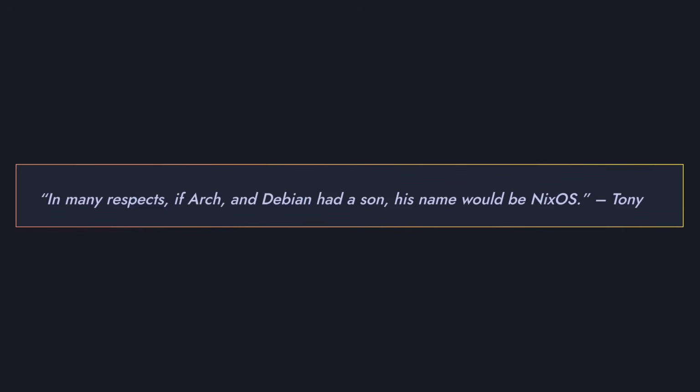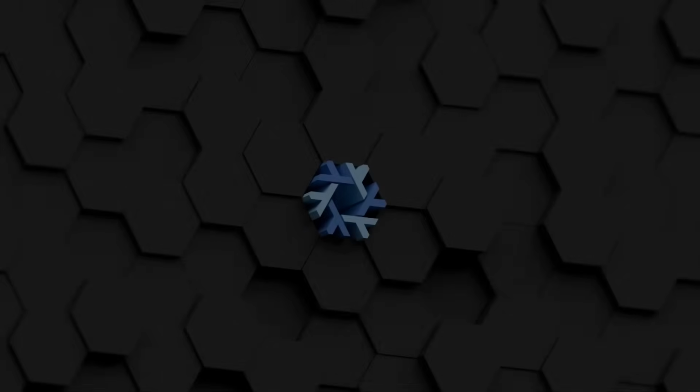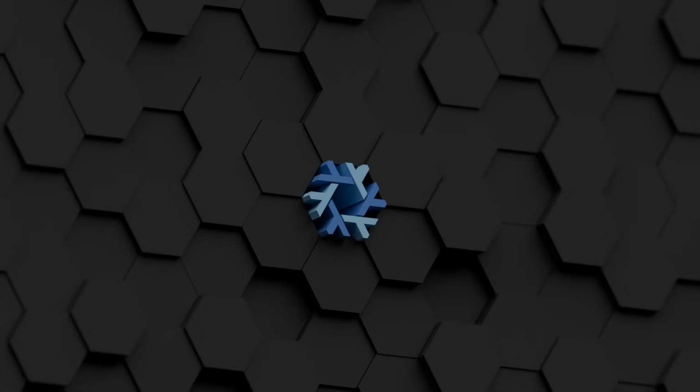This is a relevant quote from a famous philosopher from 2026. In many respects, if Arch and Debian had a son, his name would be NixOS. As I've said before, NixOS really is the endgame of Linux due to its reproducibility and its stability in nature. Because of Flakes, which allow you to pin your packages to a specific commit, and Home Manager, which enables you to version control and reproduce your user configs, the combination of these powerful tools really make NixOS both rock solid like Debian and bleeding edge like Arch.